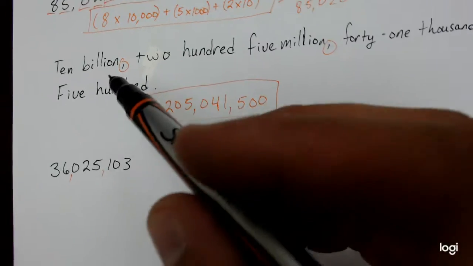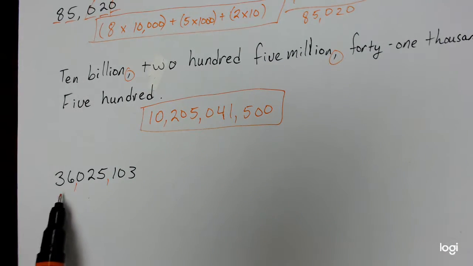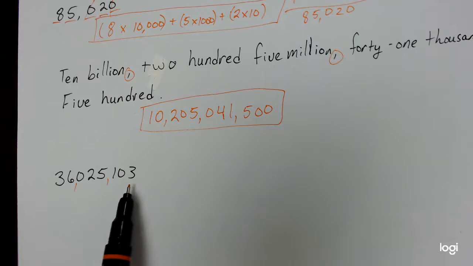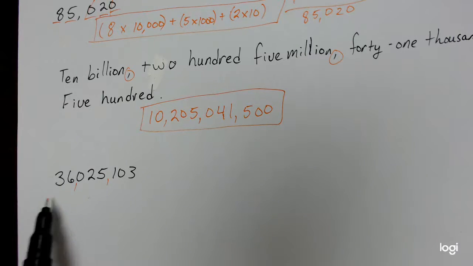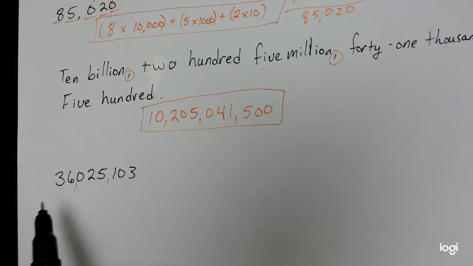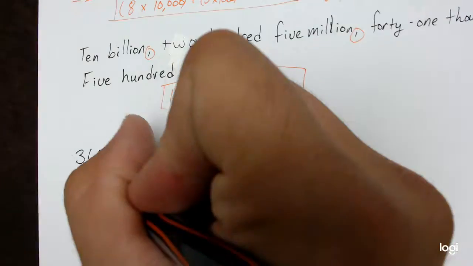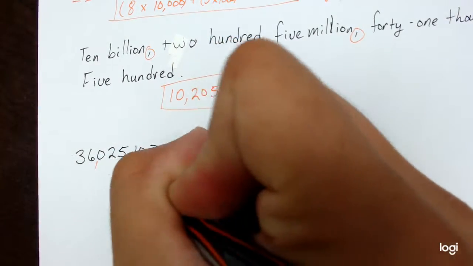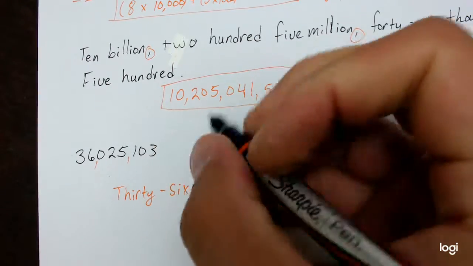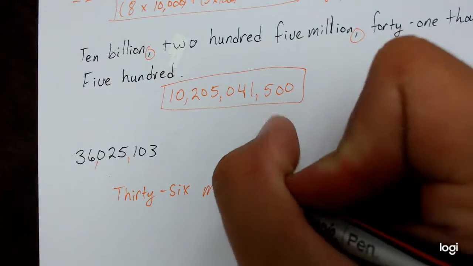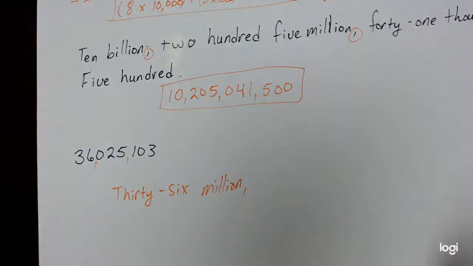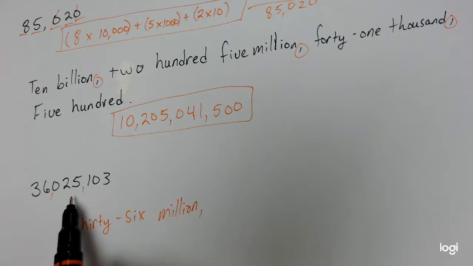So essentially what you're doing when you're reading and writing numbers is you're taking them 3 numbers at a time. So each 3 number block based on the commas, you read that number and then you write the place value that it has. So this one is going to be 36 million, and I have to remember to hyphenate 36. So I write thirty-six and then million, comma. Next 3 number group is 25.